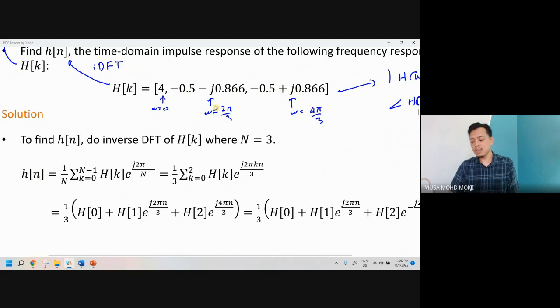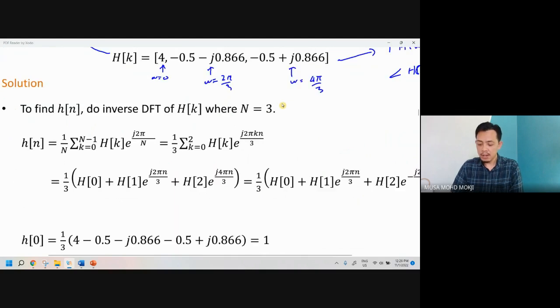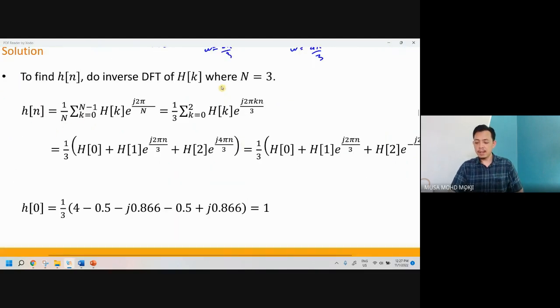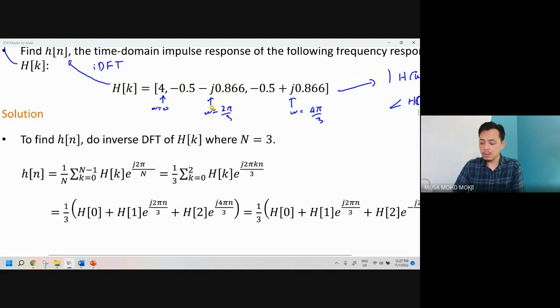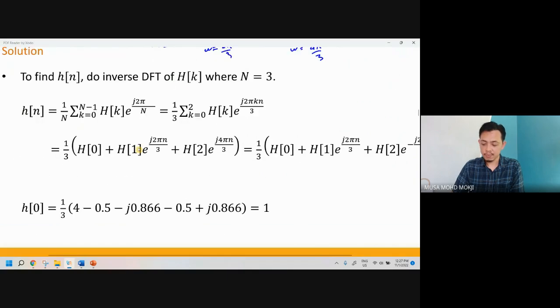So if you look at these values, you know that this is actually a frequency response. So it has all the properties of the frequency response. It is a symmetry. It should be. Okay. All right. So now we know n equals 3, and then this is the equation for the inverse, which is 1 over n summation of k from 0 up to n minus 1. Because this is 0, 1, 2, it means that n minus 1 is 2.